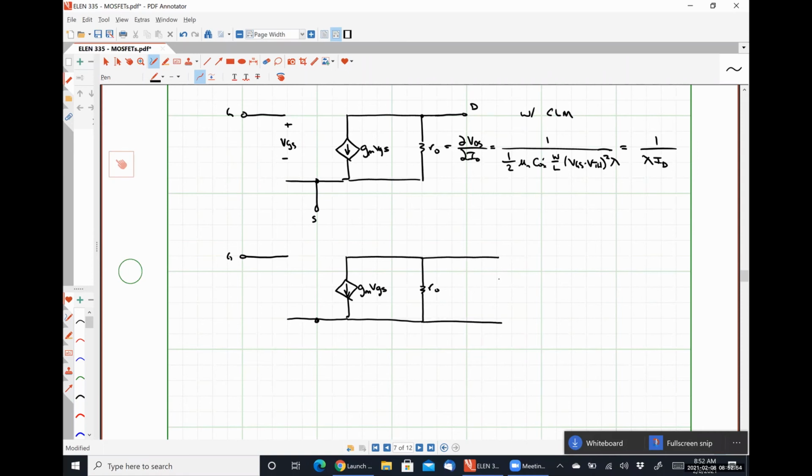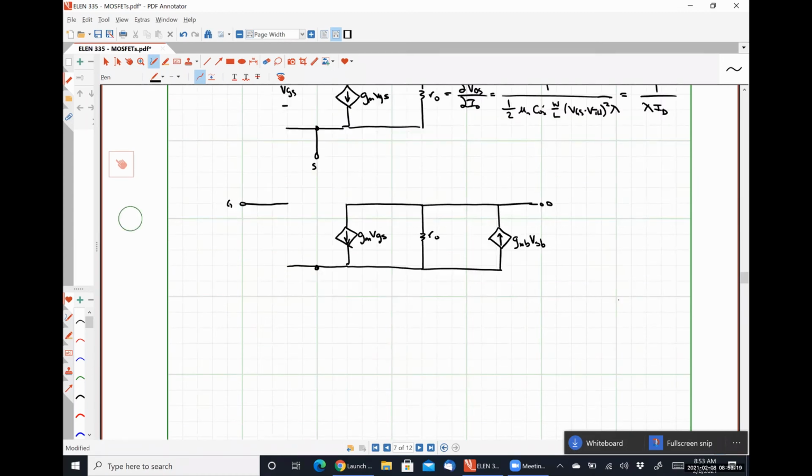And so we saw that we had a body effect transconductance. So we're going to have GMB multiplied by the effective input voltage for this guy, which is VSB, some source body voltage. And so between our source and body terminals, we now have some voltage, VSB, that we need to account for.